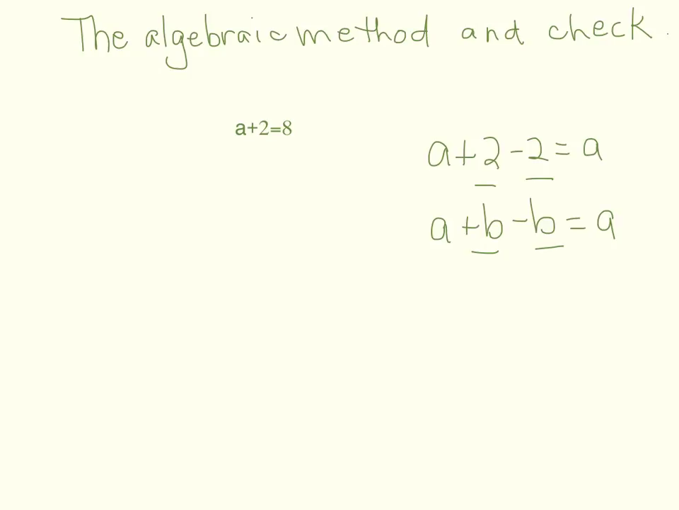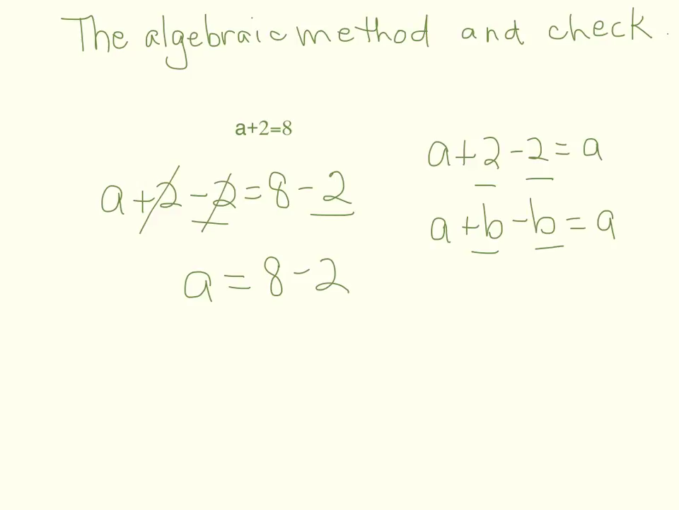So let's take a look at a plus 2 equals 8. If we have a plus 2 and we subtract 2 on one side to equal 8, in order to keep this equation the same, we're going to subtract 2 on both sides. What happens is that we're left with a on one side and 8 minus 2 on the other side of the equal sign. So now we can solve for a algebraically. 8 minus 2 equals 6. And this is what we found before with the tape diagram, that a was equal to 6.